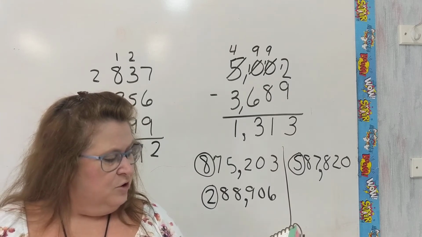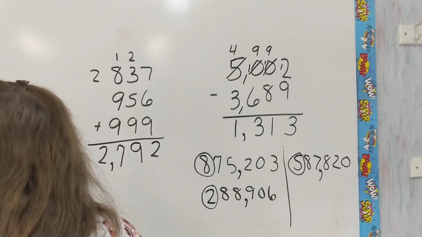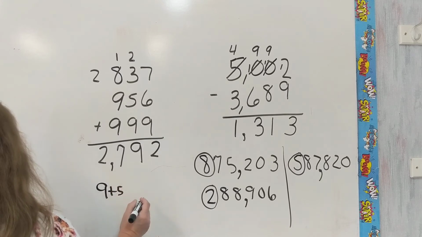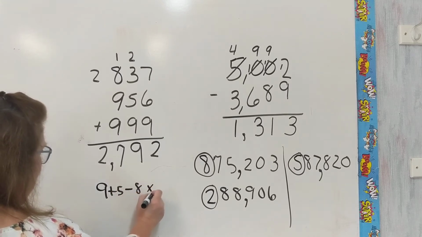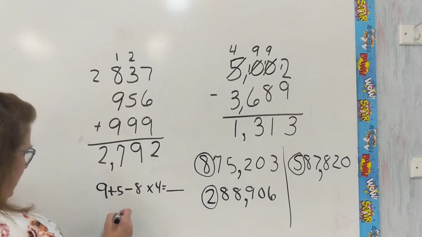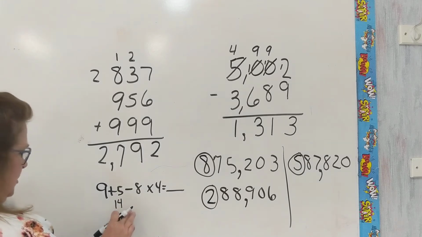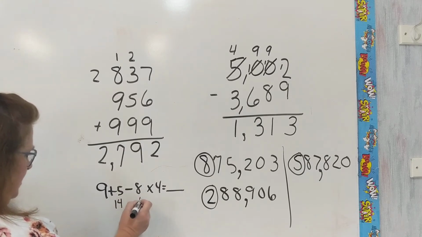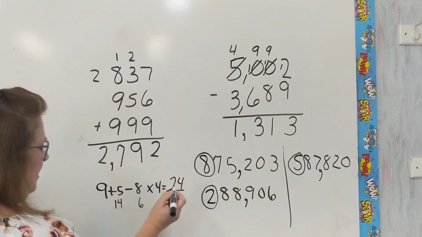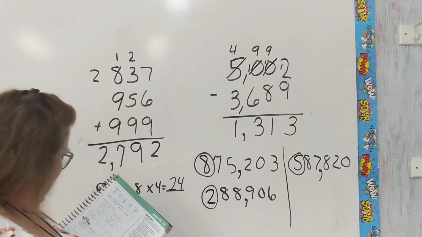And then in number 7, you're going to follow the signs, and you're just going to follow them straight across. Let's look at letter A. We have 9 plus 5 minus 8 times 4. And it equals, so what we do is we say 9 plus 5 is, I just like to write the answer right underneath, 14. 14 minus 8 is 6, and 6 times 4 is 24. So our answer is 24. So that is how you will do B and C.